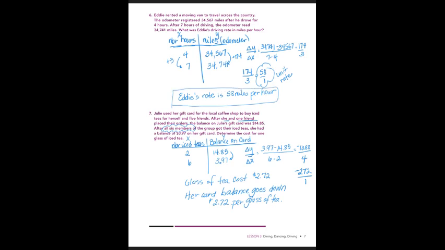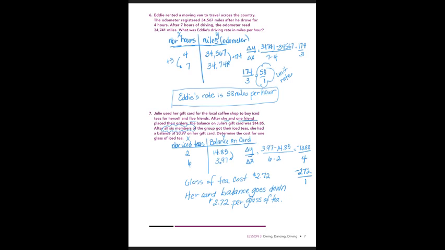On problem 7, Julie is using a gift card to buy her friends tea. So she goes to the shop and she has 5 friends. So altogether there's 6 of them. After she and one of her friends places an order, the balance on the card is $14.85. Well, Julie and one of her friends, that means that would be 2 people. So she bought 2 glasses of tea, and the balance is $14.85. So that's our first point. The second point is it says after all 6 members of the group got their iced tea, she had a balance of $3.97. So after 6 iced teas have been purchased, the balance is down to $3.97. So that's my other point.